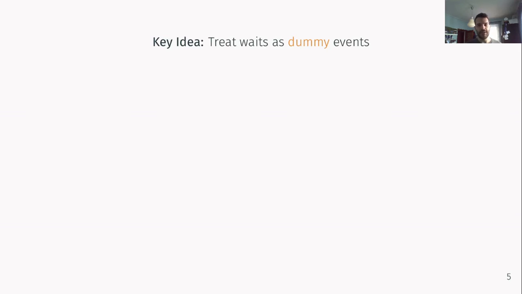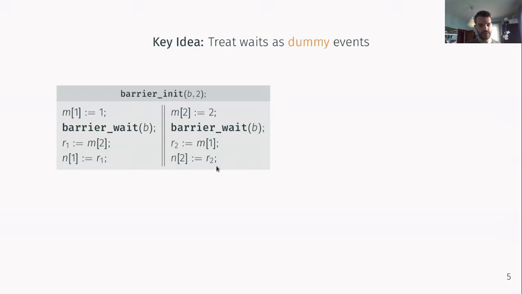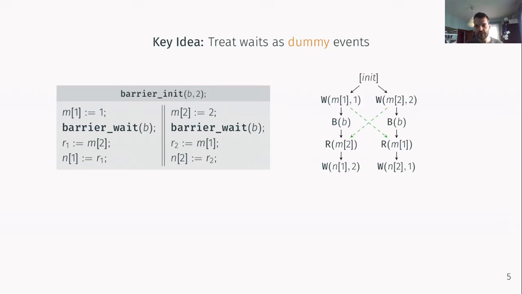The key idea behind BAM is that we can actually treat barrier waits as dummy events. And if we do that, then for a program like this, where each thread calls barrier waits, I'm going to explain the rest of the program in a second, then if we treat barrier waits as dummy events, we can simply enumerate just one graph with these barrier wait calls not being ordered among themselves and be done. However, there is a slight problem if we only do that, and the problem is that these dummy events do not model the semantics of the barrier correctly.